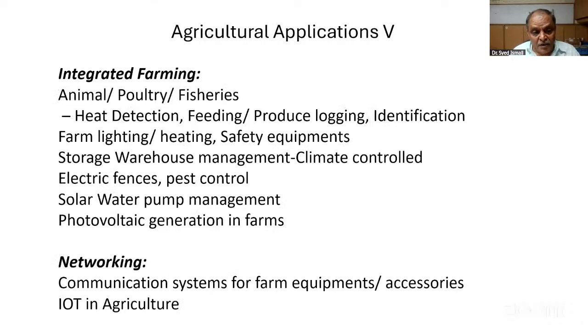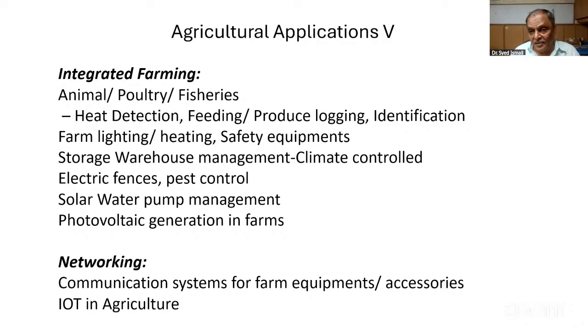Integrated farming, as I already told, like poultry and animals. When a cow comes into heat, if we detect it, the farmers can save milk. And what is the produce? Logging, identification, farm lighting and heating, safety equipment also use electrical. Storage, warehouse management, and climate control also use electrical and electronics. Electric fences we are already adopting in India, and extensively in other countries too, for animals, for example wild animal intrusion. And for pest control also, electronic methods are available.